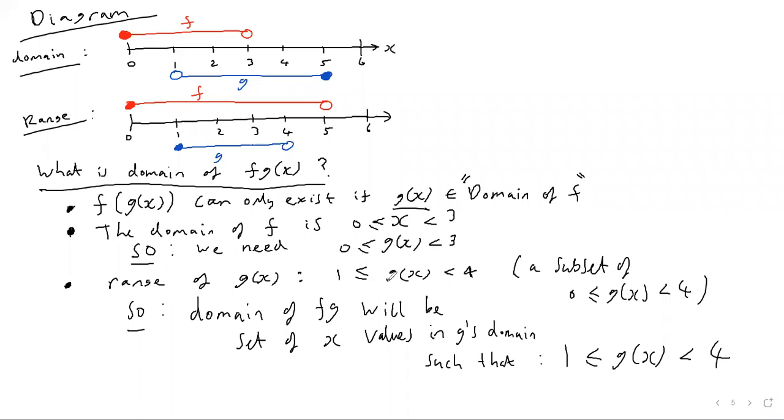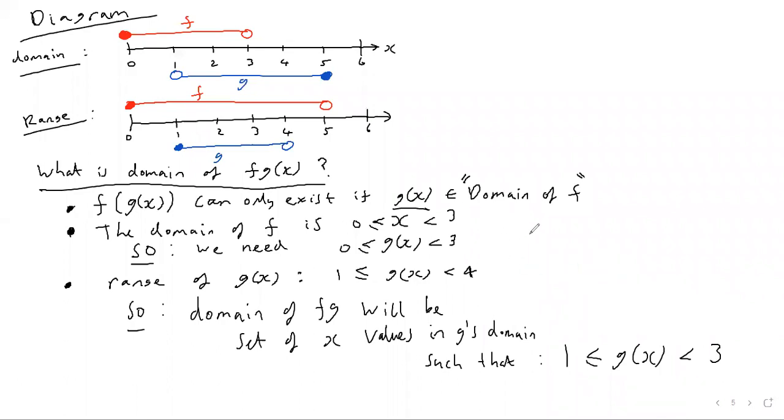So the domain will be the set of x values in g's domain such that g of x is between 1 and, this should be 3. I'm going to change this to a 3. This is a mistake here, and this is also incorrect here. This is not a subset of this one here.